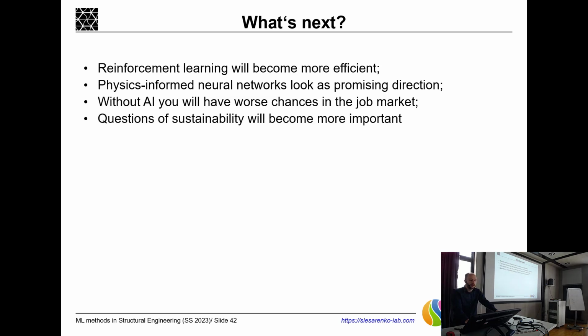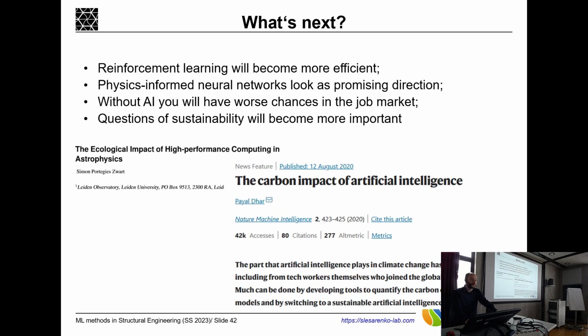Questions of sustainability will become more important. Actually, that's quite an important aspect right now. There are a couple of papers that discuss the carbon impact of artificial intelligence and the ecological impact of high performance computing in general. It's getting quite heavy. I also know of regulations at ETH Zurich. There are a couple of professors who refuse to run on a big cluster just because it produces a lot of carbon.